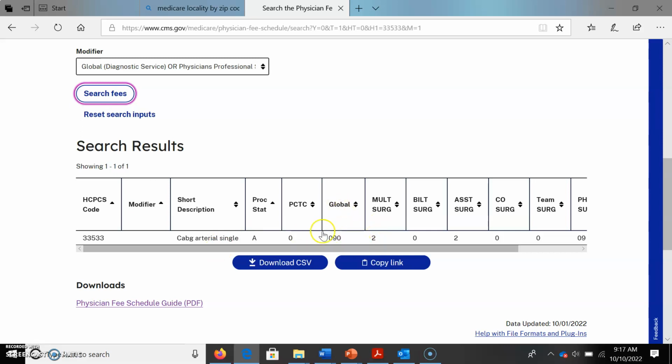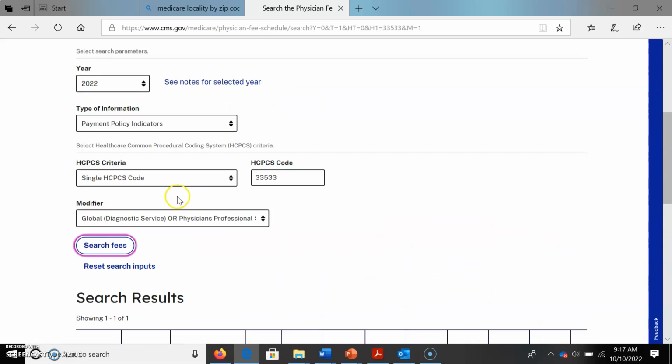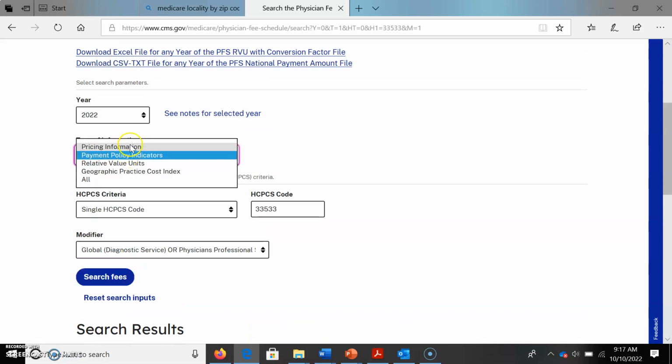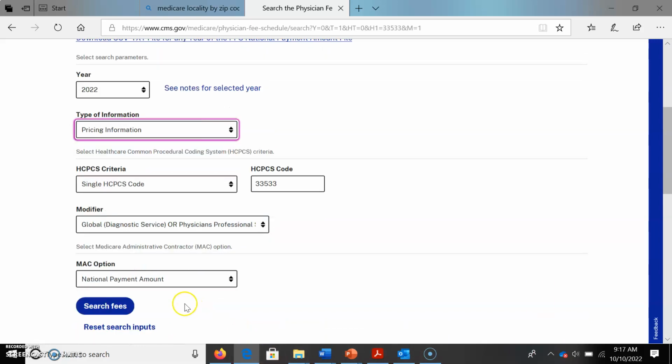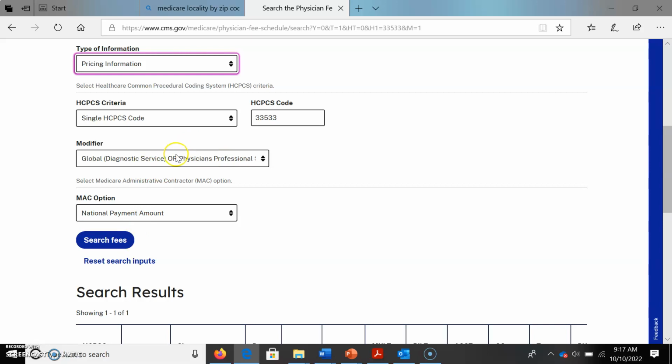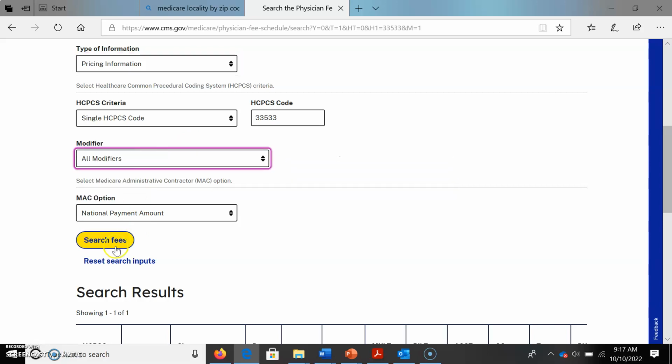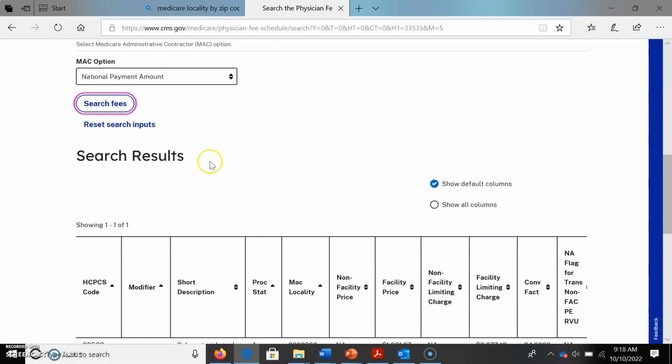So a CABG is a 90-day global period, and then it shows you if you can bill multiple surgeons, if you could do it bilateral. For purposes of your homework, though, you're just going to select pricing information and national payment amount, and the modifier will just be all modifiers, and that's where you will find the fees.